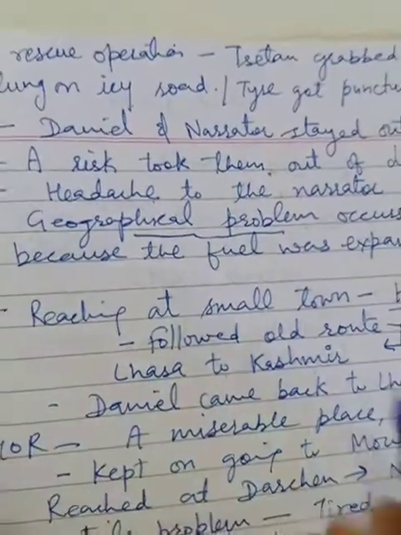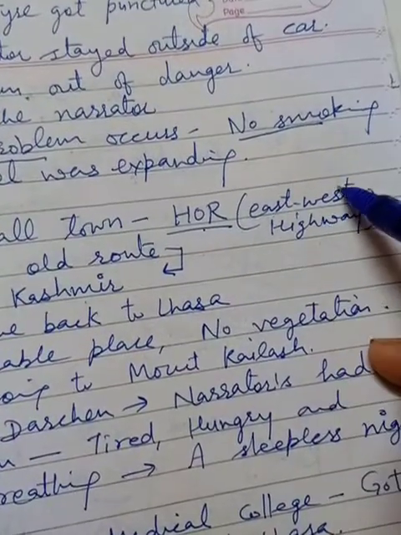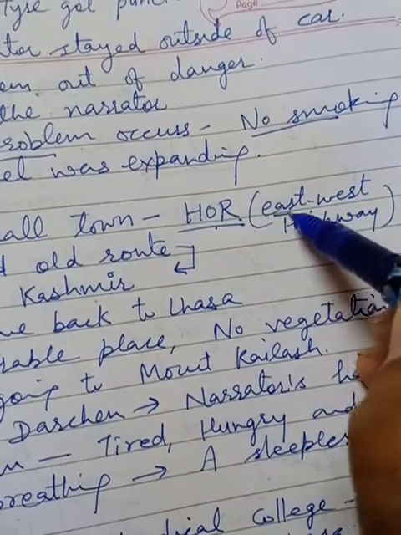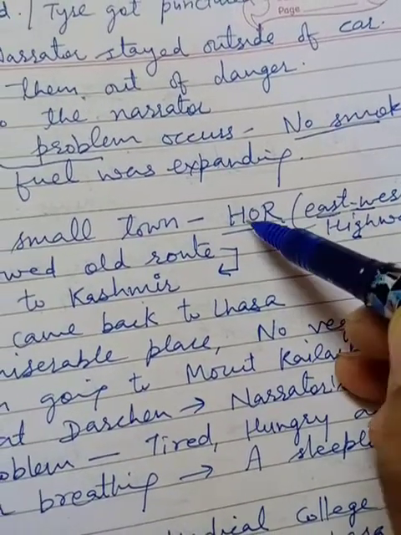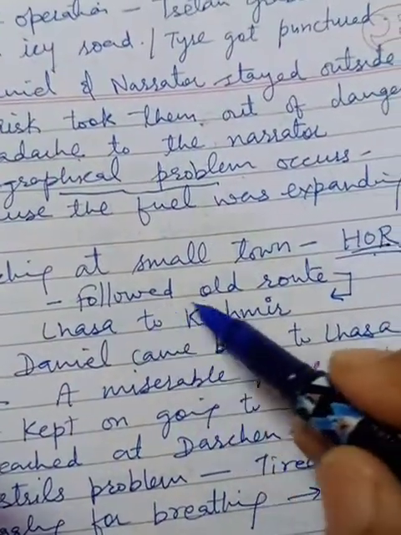Thereafter, they reached a small town called Khor, and it was located on the east-west highway. Khor is the location name, and they followed the old route.